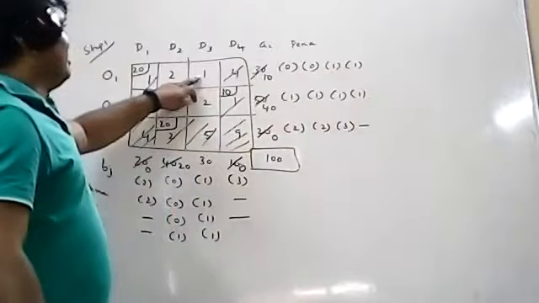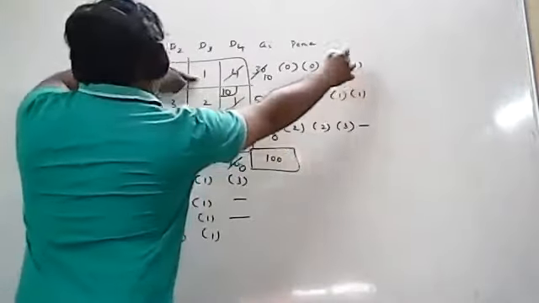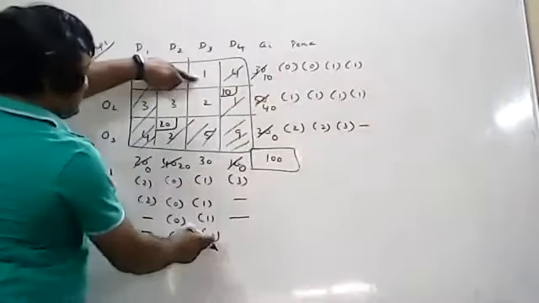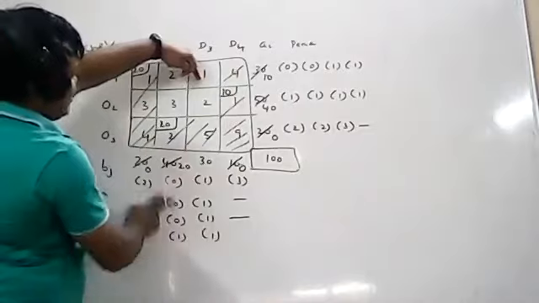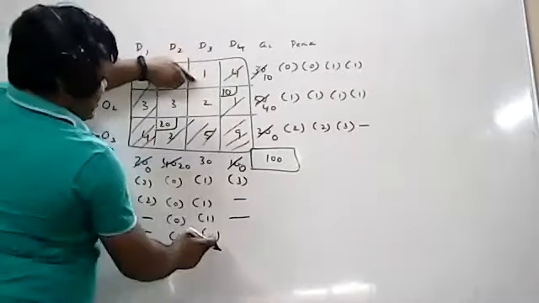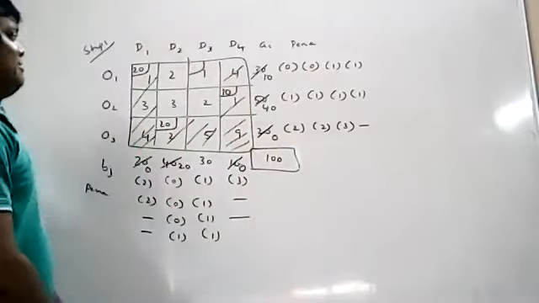In this one, what is the minimum element? 1. In this one, what is the minimum element? 2. So you can ignore this one. In this one, minimum element is 1. In this one, what is the minimum element? 2. So you can ignore this one also because 1 is minimum. So you can consider this one or you can consider this one. No problem. So 1 is the minimum. So next allocation is made here.